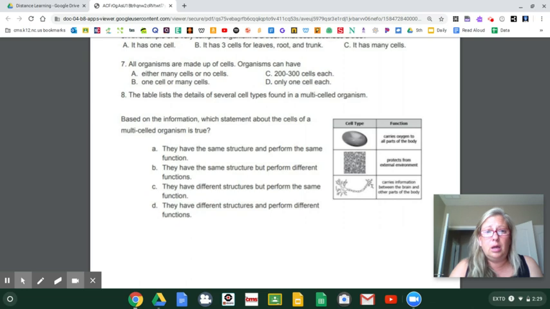All right. Number 8, the table lists the details of several cell types found in a multicelled organism. Based on the information, which statement about the cells of a multicelled organism is true? A, they have the same structure and perform the same function. No, different cells in multicelled organisms do different jobs. B, they have the same structure but perform different functions. No, they look different, do different things, different structures, different functions. C, they have different structures but the same function. No, they do different jobs. That's why they're multicelled. D, they have different structures and perform different functions. Okay, I think I found my right answer for that one.